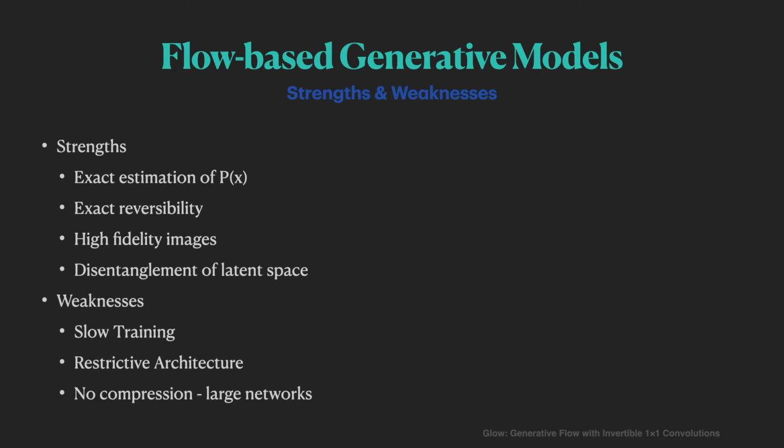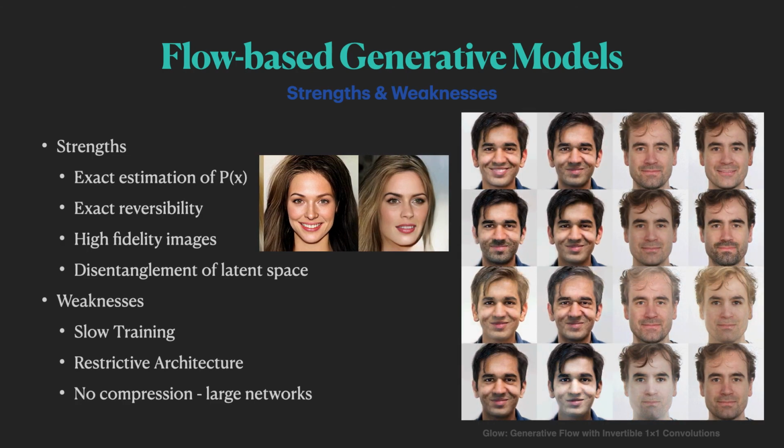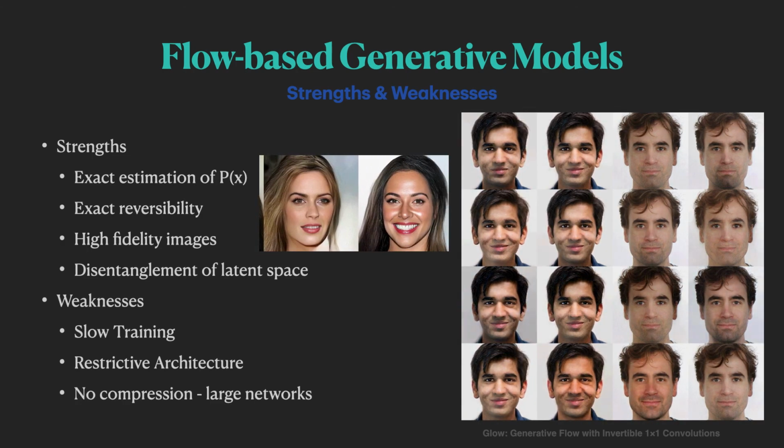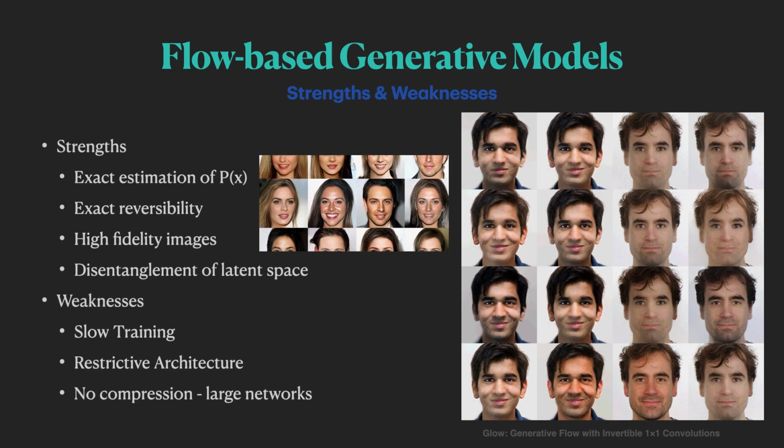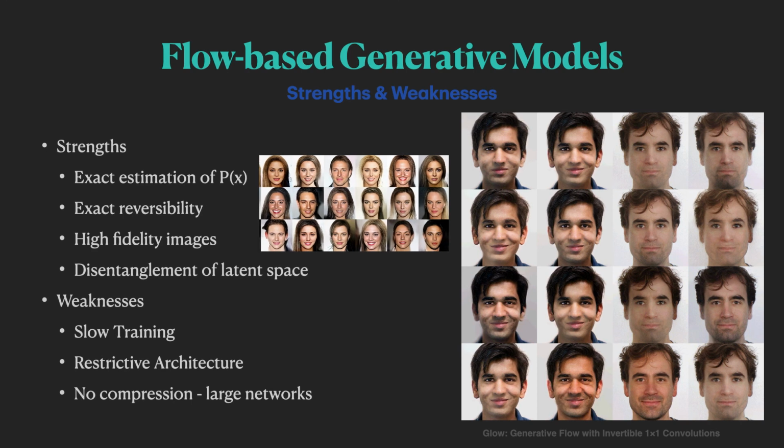And we came to our last model. The main strength of flow-based models is the exact estimation of the likelihood, which also comes with exact reversibility. They can also generate high-fidelity images and show impressive disentanglement and interpolation in latent space. This Glow paper was actually the one that inspired this talk and got me interested in what flow-based models are.